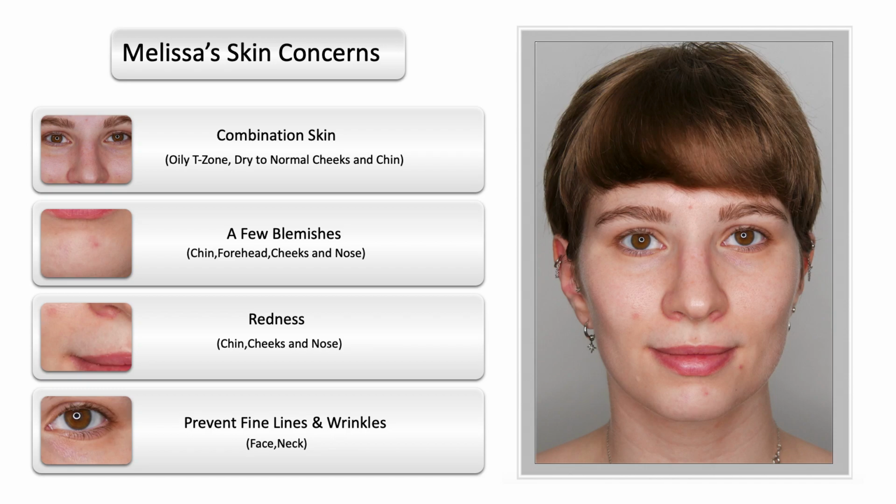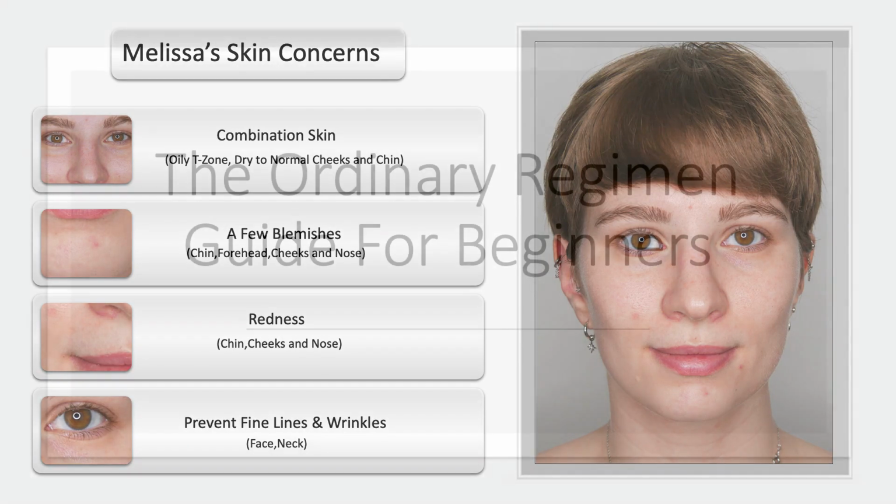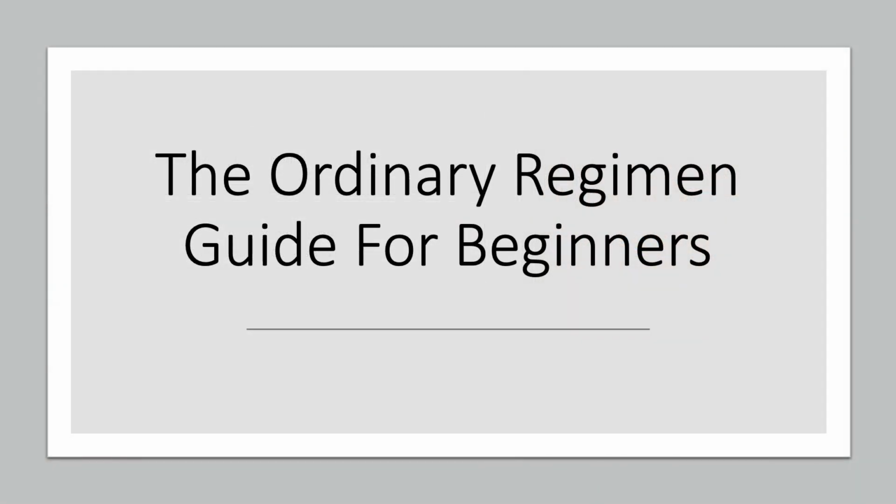Now my skin type is combination skin. I get a few blemishes here and there that come and go. I also do suffer from redness, and I want to prevent fine lines and wrinkles. Those are my skin concerns, and based on that I'm now going to show you how you can pick the right products for those skin concerns. You can do the same with your own face as well, and then go ahead and choose the right products. Now we need to get started with the Ordinary website.